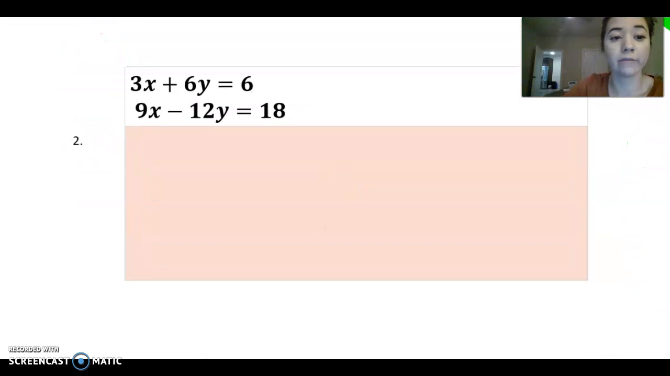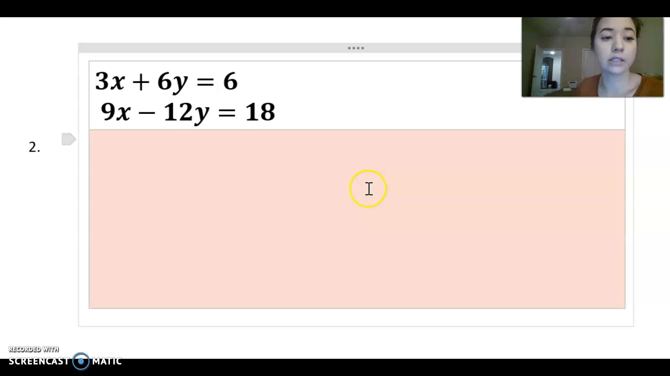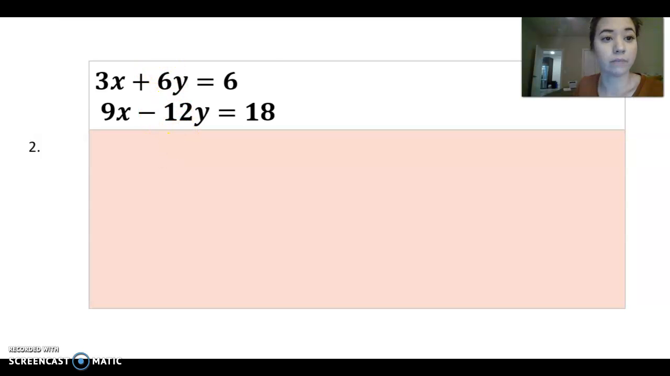So now we're here. 3x plus 6y equals 6. 9x minus 12y equals 18. So again, 3 and 9, those don't cancel. 6 and negative 12, those don't cancel. Again, is anything easier to make eliminate? Is it hard to make a 3 become a negative 9? No. Is it hard to make a 6 become a 12? No. So again, this one you could choose either. And I can show you that too. I'll show you that next.